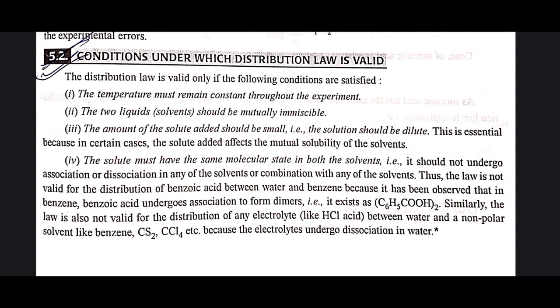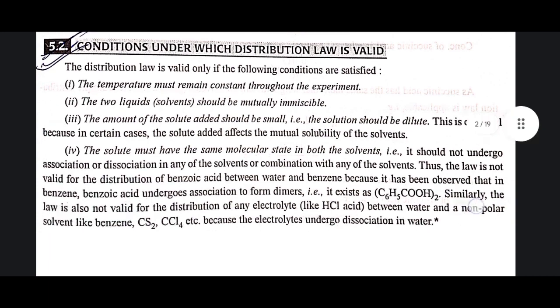Thus, the law is not valid for the distribution of benzoic acid between water and benzene, because it has been observed that in benzene, benzoic acid undergoes association to form dimers. That is, it exists as (C6H5COOH) twice. Similarly, the law is also not valid for the distribution of an electrolyte like HCl between water and a non-polar solvent like benzene, CS2, CCl4, etc., because the electrolytes undergo dissociation in water.